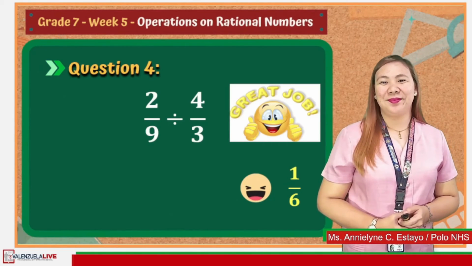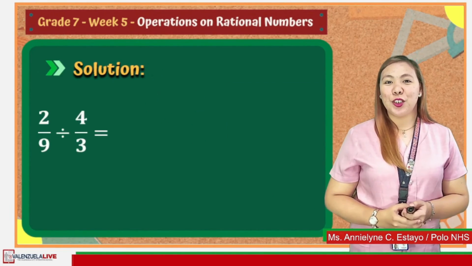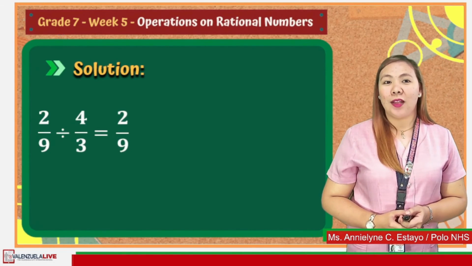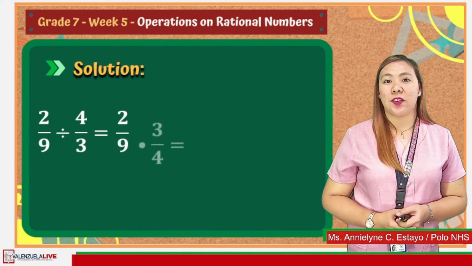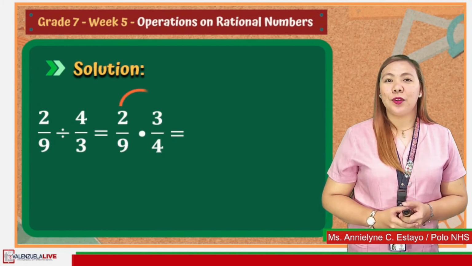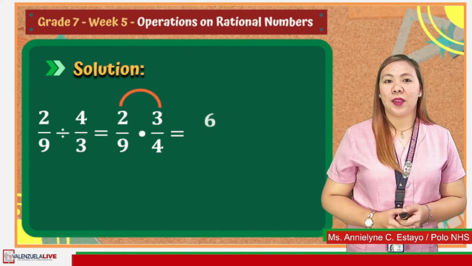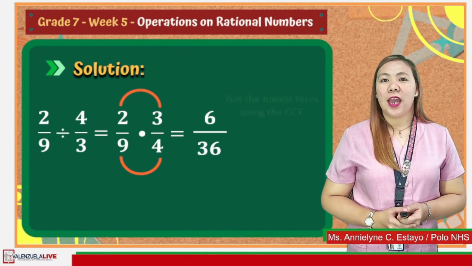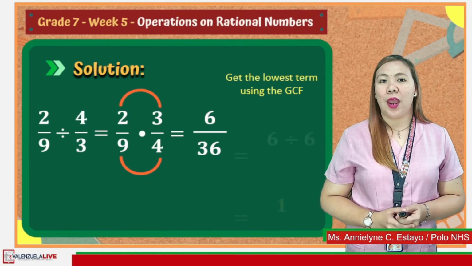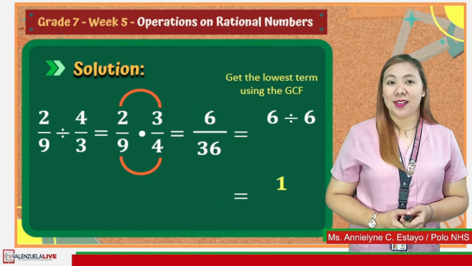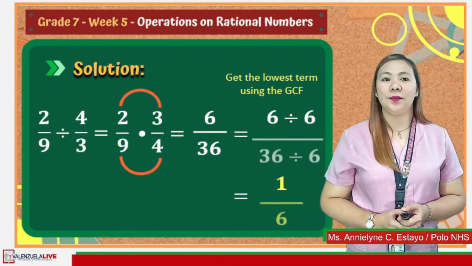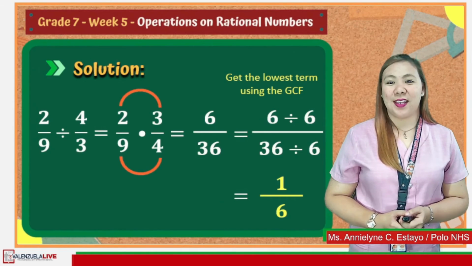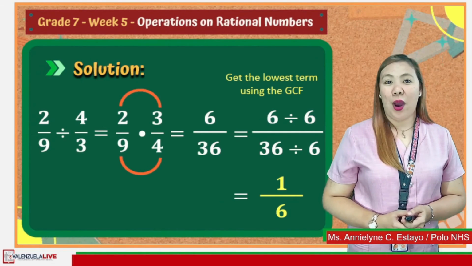Great job! The solution is 2 over 9 times the reciprocal of 4 over 3, which is 3 over 4. 2 times 3 is 6, and 9 times 4 is 36. Getting the lowest term, we have 6 divided by 6 is equal to 1, and 36 divided by 6 is 6. The answer is 1 over 6.